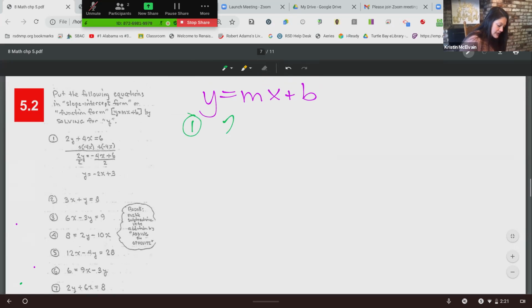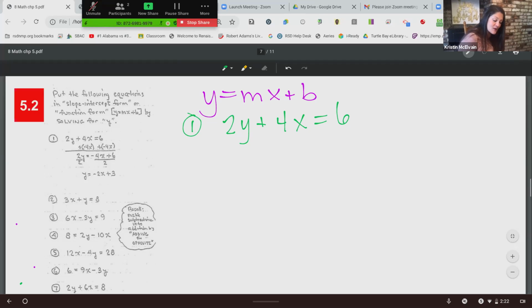So number 1 is 2y plus 4x equals 6. And when we say solve for y, it just means that we have to get y by itself. So it's y equals, and then put it into the mx plus b. Make sure that it does go in the mx plus b rather than b plus mx. And that's just to have a standard form, so it always looks the same. You always know where to find your slope and find your y-intercept. In fact, we're going to make sure we do that on each of these problems as well.